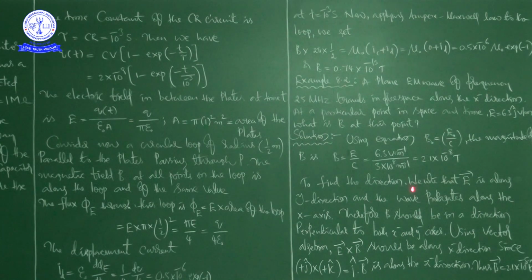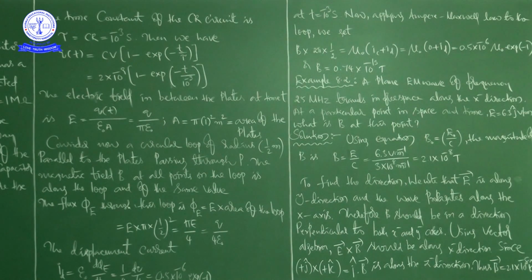Using the equation B naught is equal to E naught by C, the magnitude of B is B equal to E by C. This is what we know from our discussion of the theory. B is equal to E by C is the relation between magnetic field and electric field in an electromagnetic wave. So what is an electromagnetic wave? An electromagnetic wave consists of an oscillating electric field and an oscillating magnetic field, and these two fields oscillate perpendicular to each other and also perpendicular to the direction of propagation.